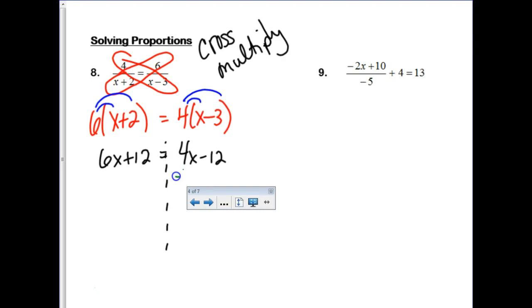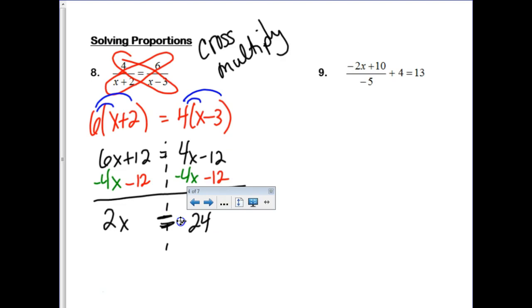Alrighty, I'm going to subtract 4x. If I brought the variables to the left, my constant's going to go to the right. So I'm going to subtract 12. Now be careful. Sometimes kids think those 12s cancel on the right side. They do not. We have 2x equals negative 24. So when I divide both sides by 2, I get x equals negative 12.